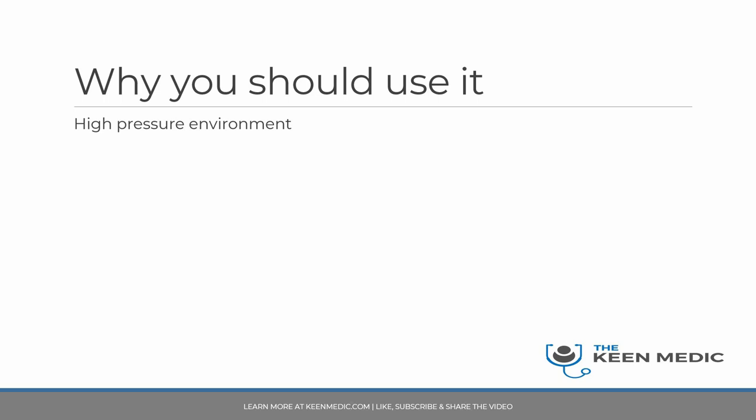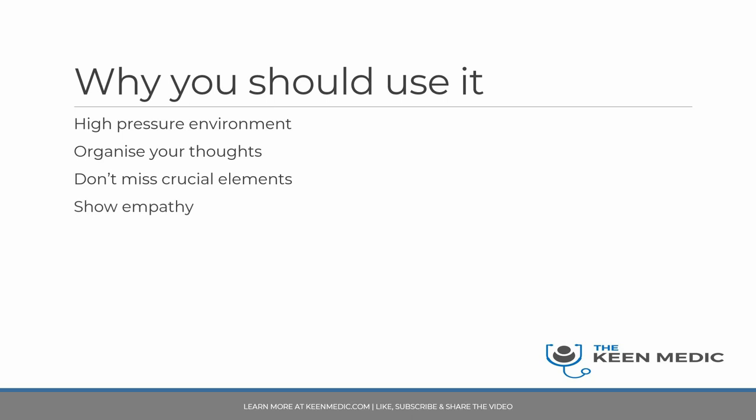So it is very easy for you to forget things and not touch on things, even though you may have thought of them at the start of the station, which is why the crib sheet will allow you to organize your thoughts and allow you to not miss crucial elements that will cost you the station, basically. And which means that if you can do the first three things, then you will be able to show empathy rather than be confused or spend precious seconds and minutes thinking about what you should be doing next.